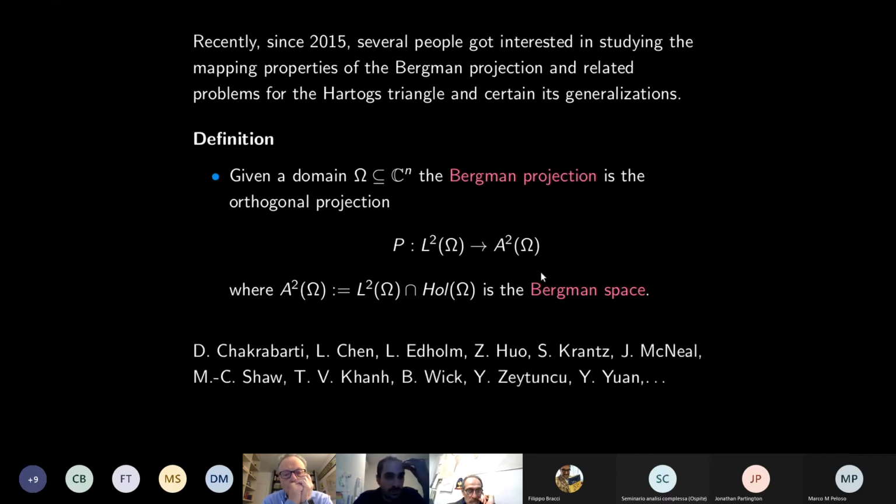This is an incomplete list of people that have been working on the Bergman projection on the Hartogs triangle and related domains. For example, we have Chakrabarti, Chen, Edholm, McNeal, Krantz, Zeytuncu, Huo, Wick, Wang, and some other people. And just let's see a result in this context on the Hartogs triangle. Here I recall this theorem due to Edholm and McNeal.